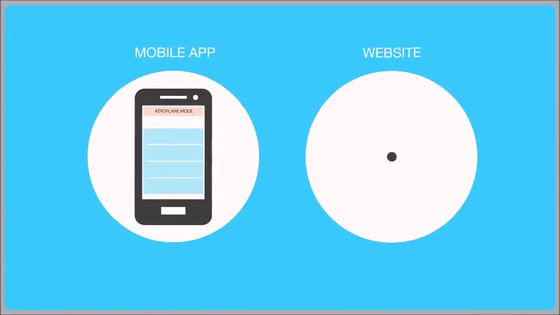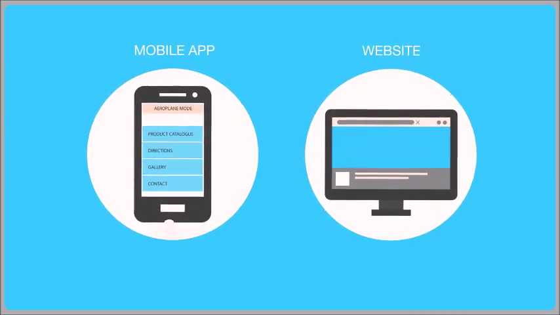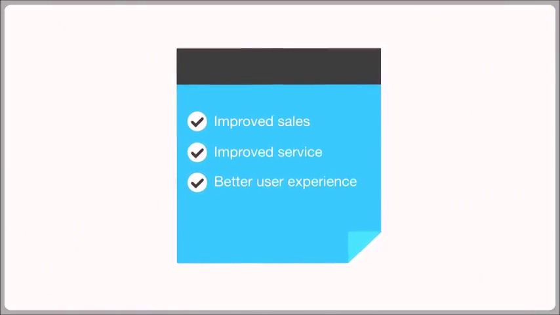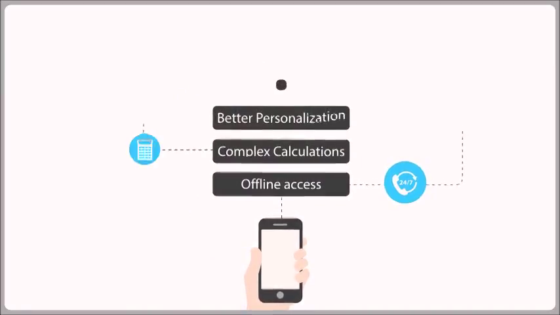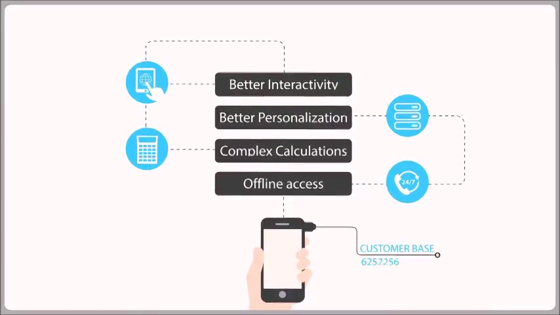Using a mobile app will allow customers to have all your information anytime, even if they're offline. This will result in improved sales, better service, and your customers' overall experience of your business. Basically, a mobile application can do everything your mobile website can do and loads more. It can help you retain existing and get new customers.